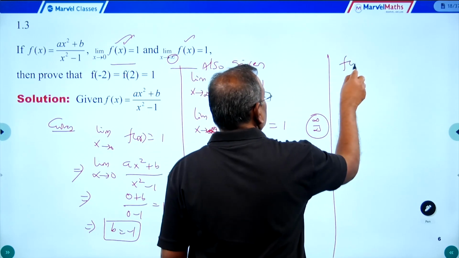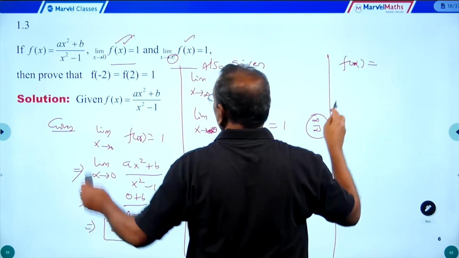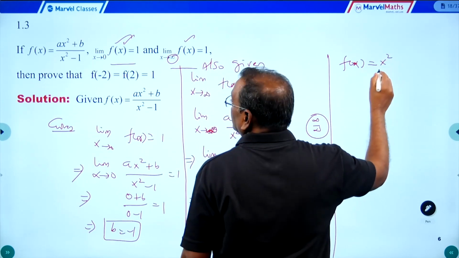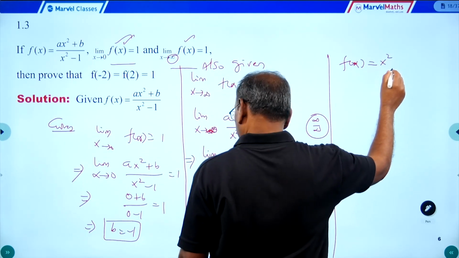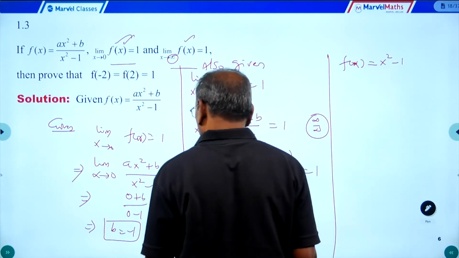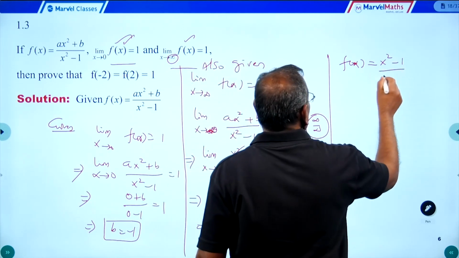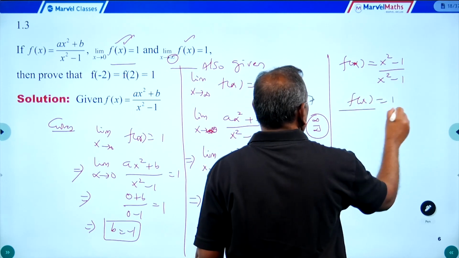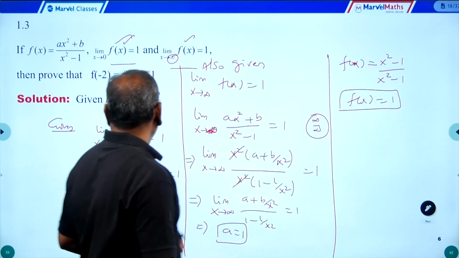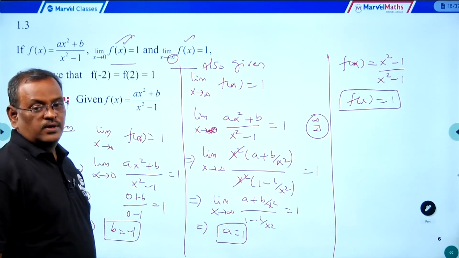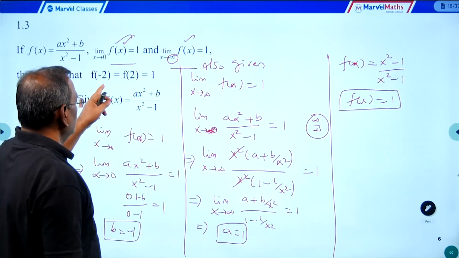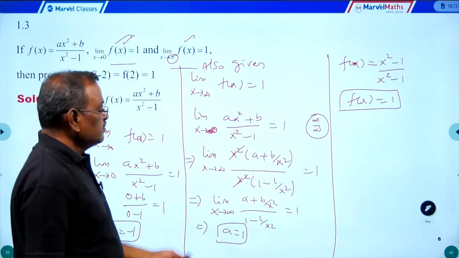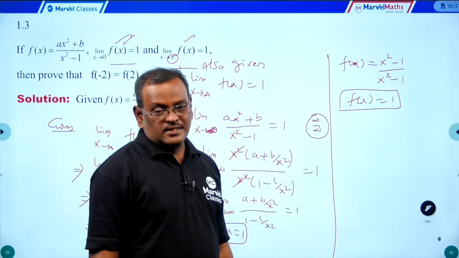So what is f of x now? The f of x equals (ax square plus b) by (x square minus 1), with a equal to 1 and b equal to minus 1, so (x square minus 1) by (x square minus 1). Therefore, f of x equals 1. But the question is, prove that f of minus 2 equals f of 2 equals 1. That is, substitute x equal to minus 2 as well as x equal to plus 2, and prove that both are equal. But there is no x here because it is a constant function.